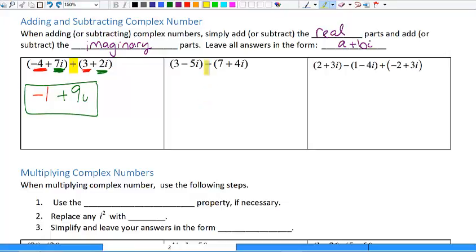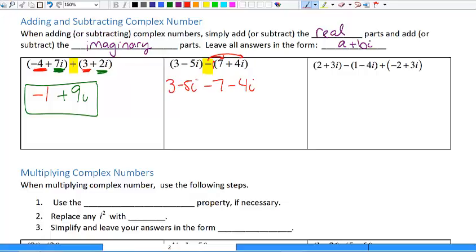Now on the second problem, we have a subtract sign. And because it's a subtract sign, it makes it a little bit more difficult. When we have 3 minus 7, people usually get that, but when we do the imaginary parts, people forget to distribute that negative. So I'm going to take a first step just to distribute the negative, or that -1. That gets me -7 minus 4i.